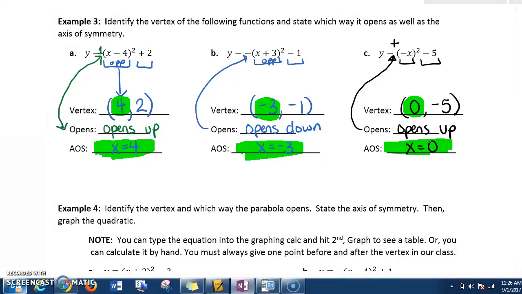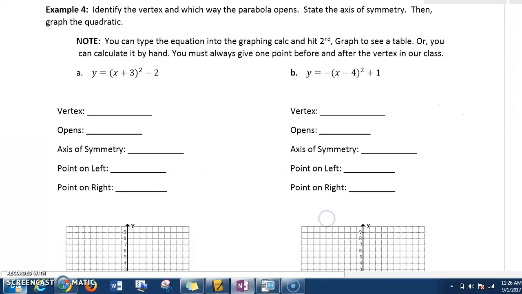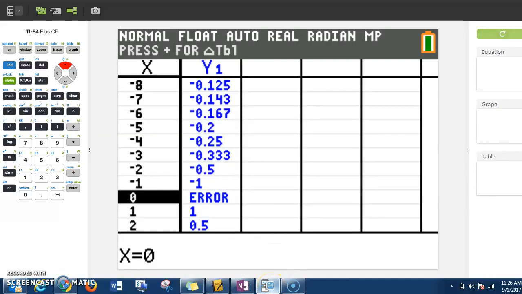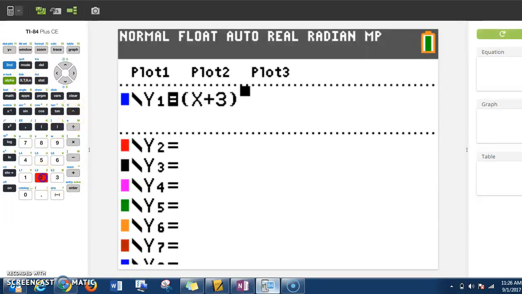Now we're going to go into a little bit more challenging problems where we're going to utilize our calculators to help us out. All right, let's look at example 4a. What we're going to be doing in example 4a is using our graphing calculators to help us out. So we're going to use this graphing calculator I have here. And I'm going to go to my y equals and clear whatever I have. And I'm going to type in the equation. So the equation was x plus 3, close it up, raised to the second power.